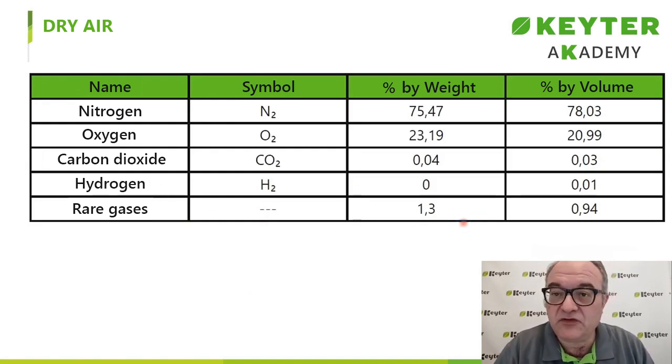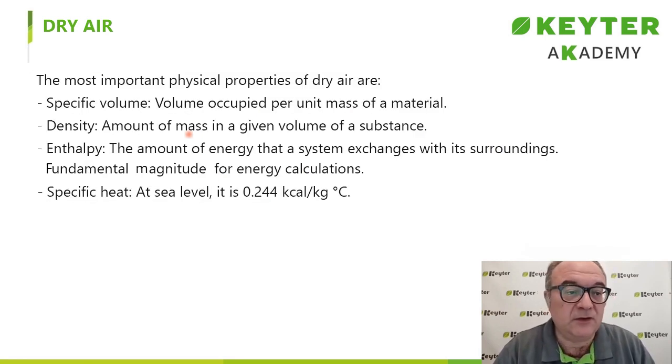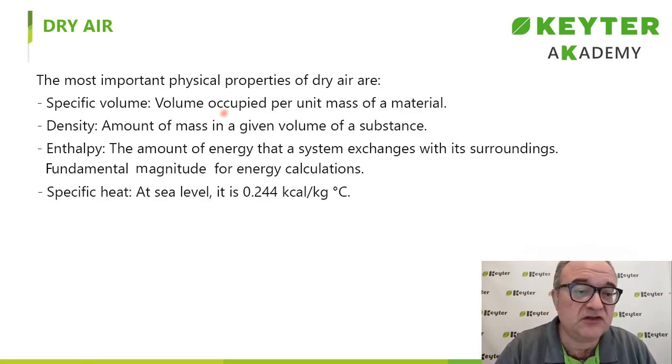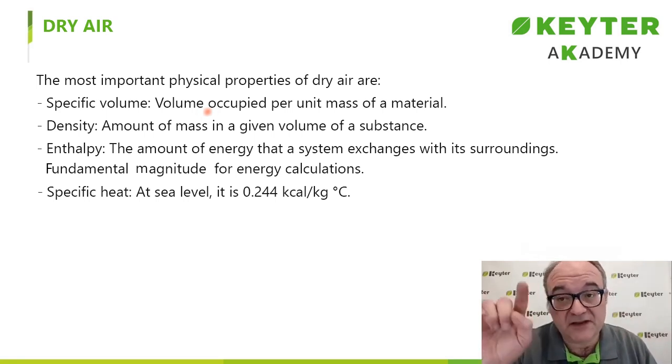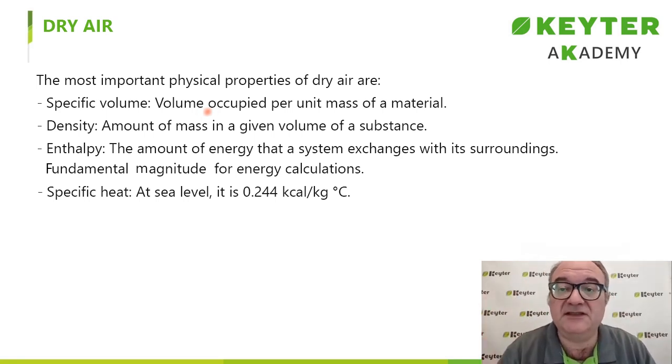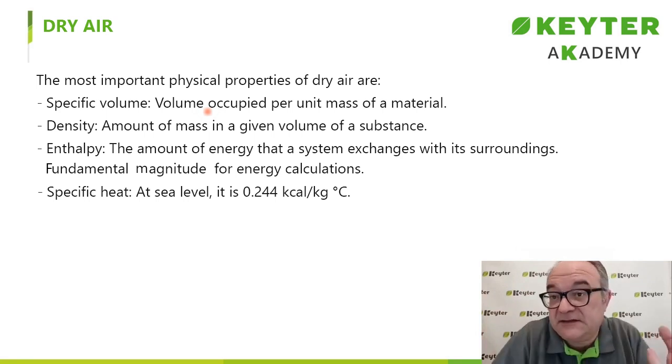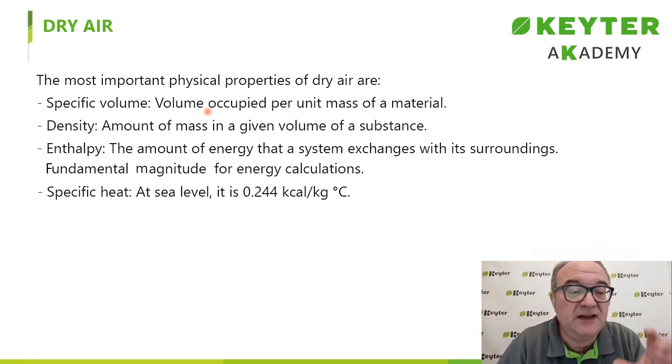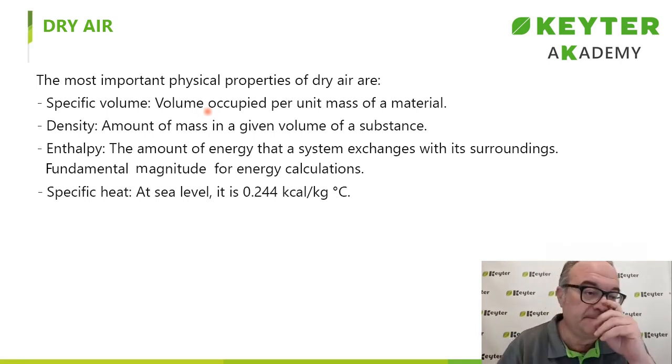What properties do we want to know about dry air? Well, the specific volume, which is the volume per unit mass of a material, a strange concept linked to density, the mass per unit volume of a substance, and inversely related. Knowing specific volume, if we divide one by specific volume, we get density, and know if a material is dense, if it weighs a lot, or if it's not very dense, if it weighs less, with the same volume.